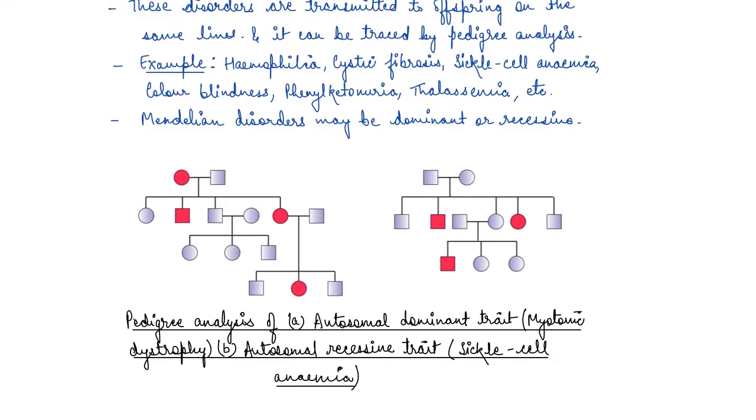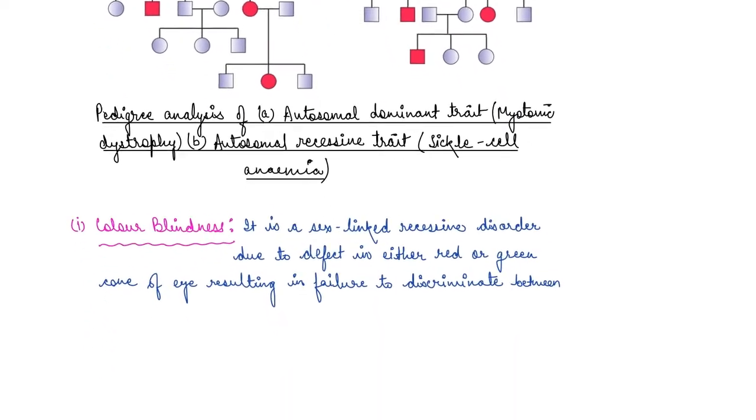In the case of sickle cell anemia, however, the parents seem to be normal, they are not affected. So that means that the particular gene which is going to give the disorder is recessive in both the parents. But you see that in the first generation, you will find progeny affected by that particular alteration in the gene, right? Now, the first type of Mendelian disorder that we are going to discuss is color blindness.